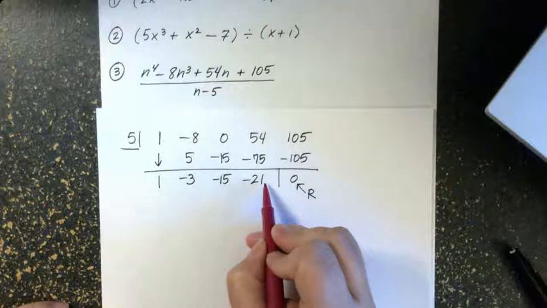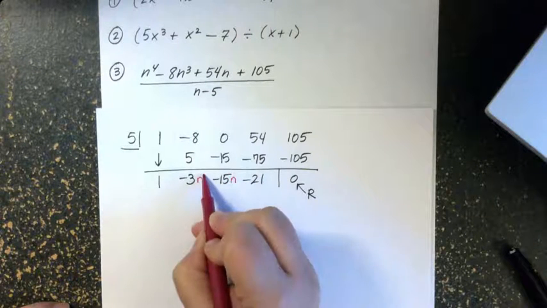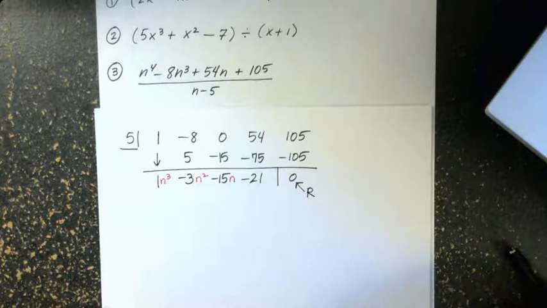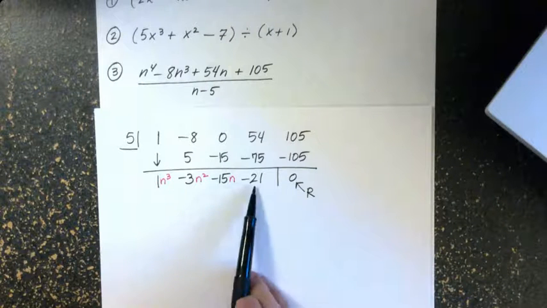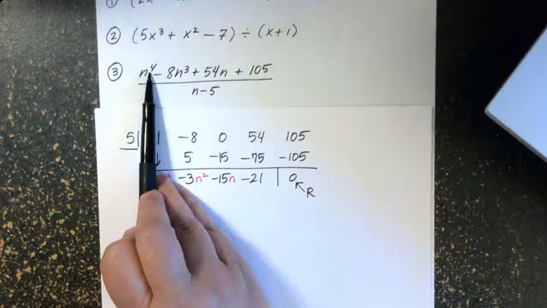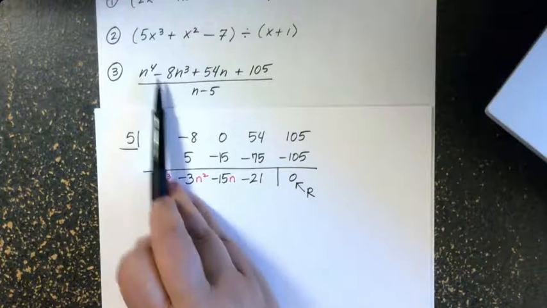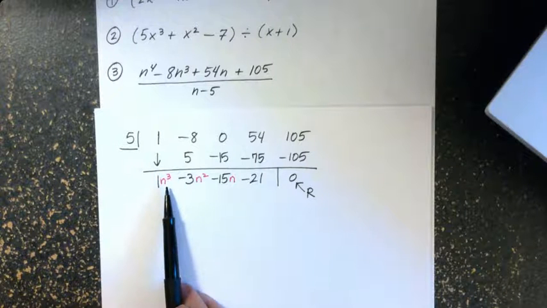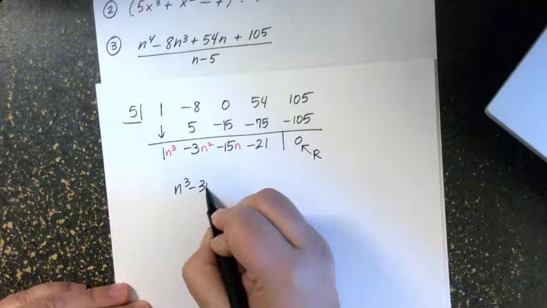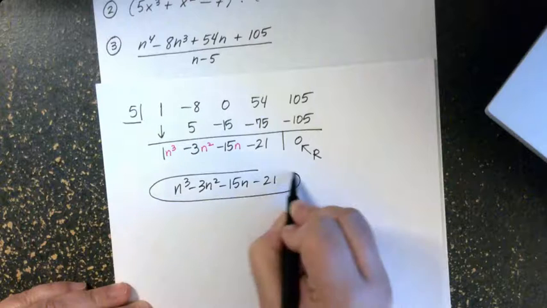N to the 0, I don't need to write anything. Anything to the 0 is 1. This is n to the first. This is n squared. And this is n cubed. Okay? Remember, it needs to make sense in terms of your final answer, the degree of the answer. If I'm starting out with a dividend with a degree 4, and I'm dividing out of that 1n, then I'll end up with a degree 3. I had 4 n's, I take one of them out, I've got 3 n's left. Makes sense. Alright, so n cubed minus 3n squared minus 15n minus 21 is your answer.